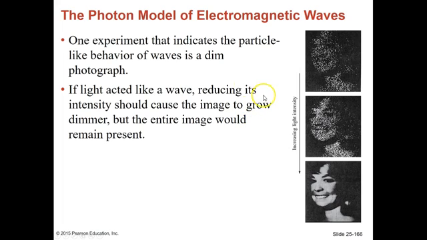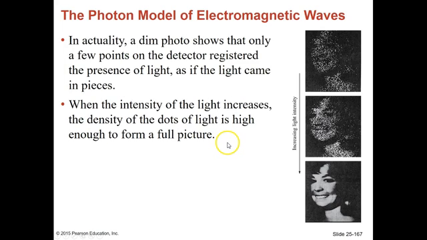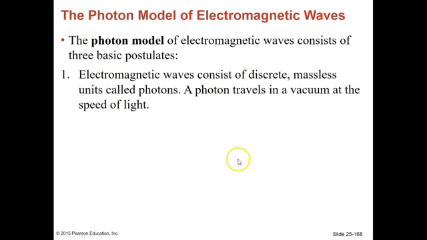One of the experiments that indicates the particle-like behavior is just looking at a dim photograph. If light acted like a wave, and I reduce the intensity, that should cause the image to grow dimmer, but you could still see that entire image. In actuality, a dim photo only shows just a few points, okay? And when your intensity changes, you actually get to see a lot better resolution on that picture itself.